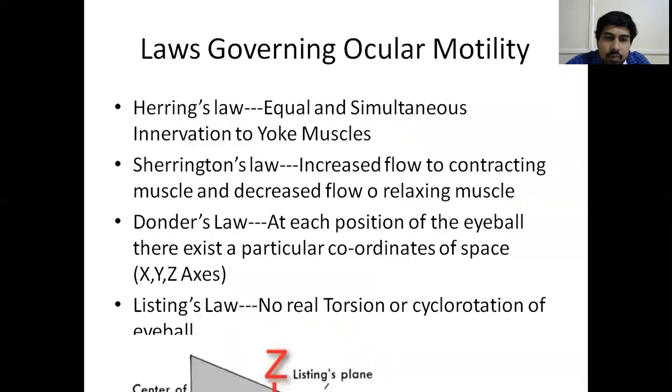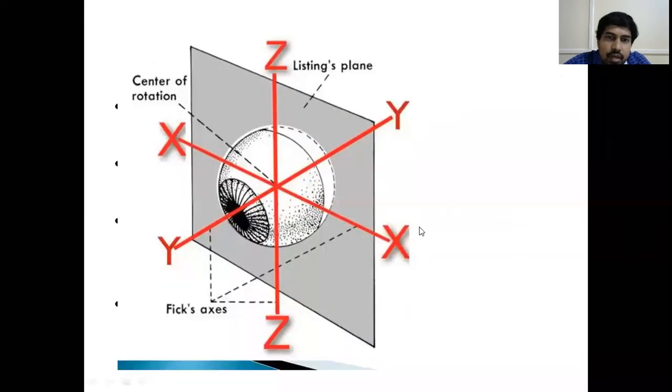And then the Listing's law. Listing's law states that there is no real torsion of the eyeball, but there is only a gradual shift from primary position to tertiary position of gaze. That is a little confusing for your level. You just remember that there is a law called Listing's law. So there is no real torsion, but when the eyeball changes from primary gaze to some secondary or tertiary gaze, it goes as a pattern. That is a little difficult, and for the purpose of PG, you just remember that Listing's law is present.